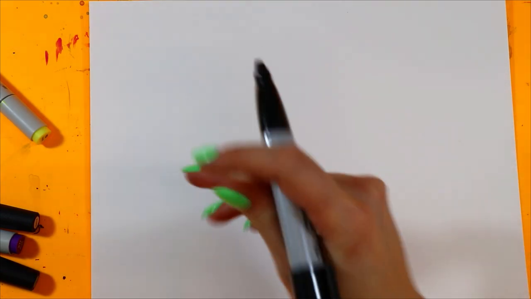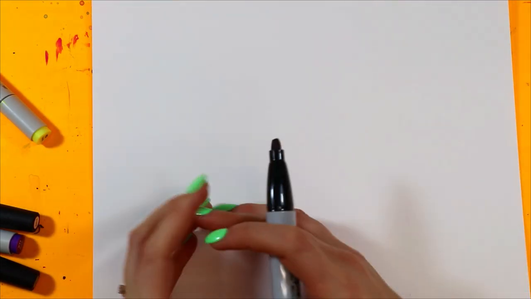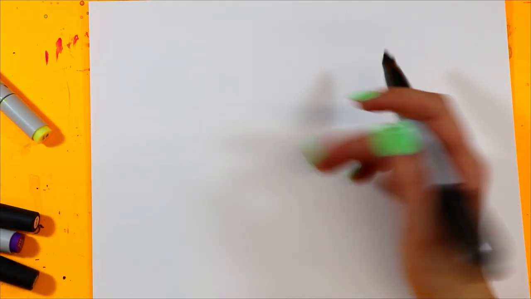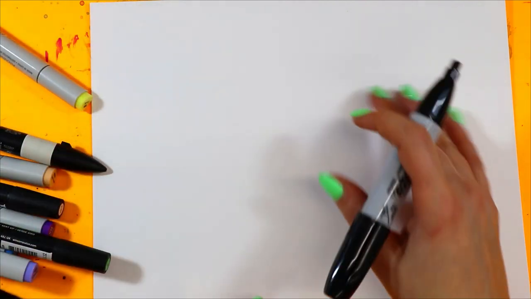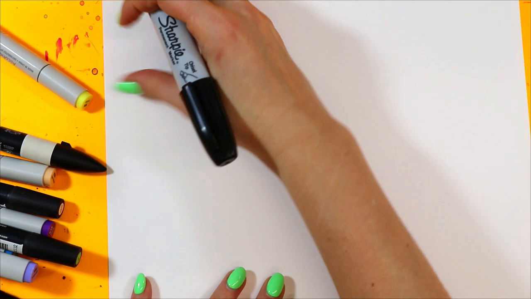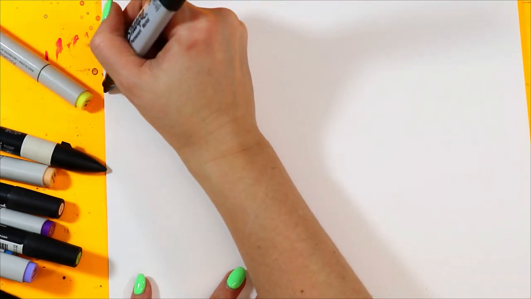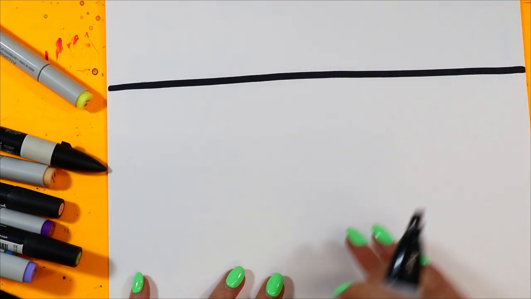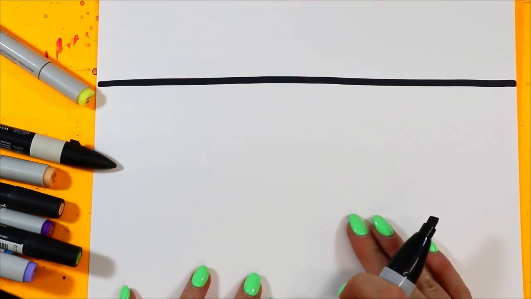All right, so we're going to create a landscape with some spherical cats to create a sense of depth. And we're going to be using our size in relation to a horizon line to help us create the cats. First, we're going to go up to the top third of our paper, not 33rd. Draw our horizon line across.